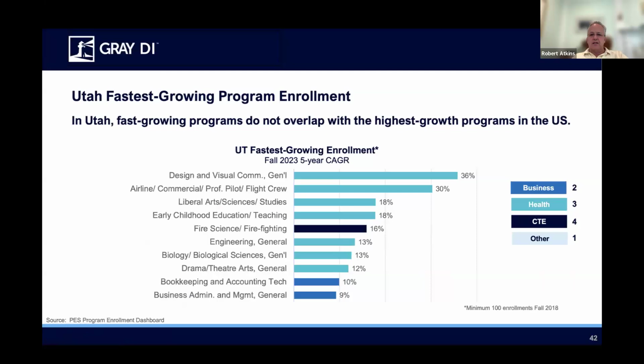Design and visual communication, number 1, they're up 36%. Airline pilots up 30%. Liberal arts and sciences up 18%. Then we've got teaching up 18%. Engineering up 13, biology up 13, drama and arts up 12 to 13. And then we have a couple of business ones up 9 and 10. And then coming back, we have fire science up 16%. So very eclectic list, very different list than we've seen so far in terms of enrollment growth.